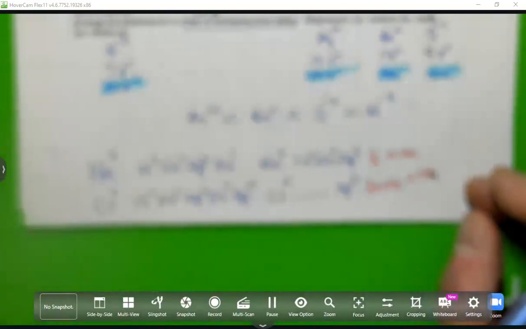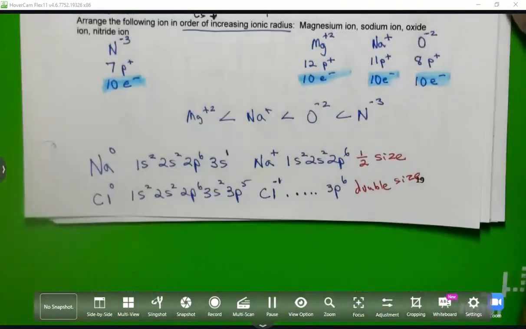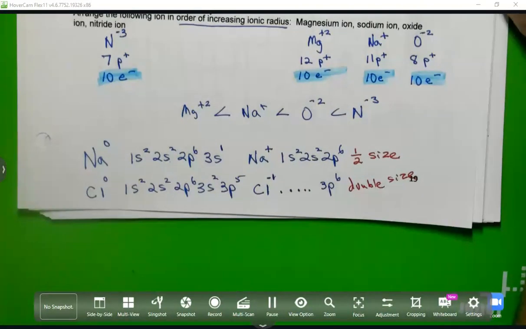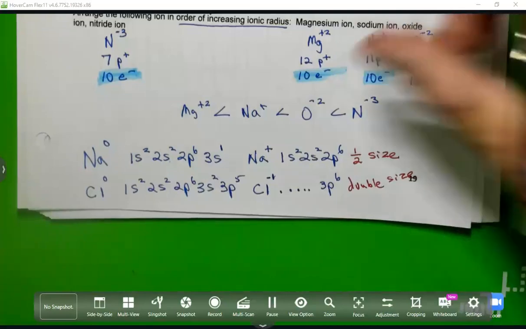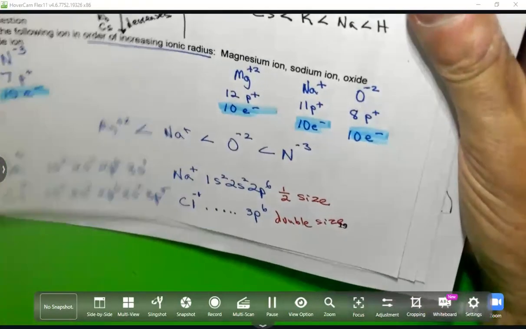All right, let's go to page 21. Come on, focus. So page 21 does the electron configurations of ions. Pretty much what I just did. So let's look at this.